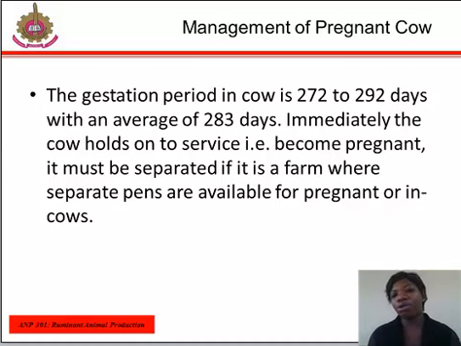Other means of detecting and confirming pregnancy include rectal palpation, which could be carried out at about the 5th week after mating. The trained technician or veterinarian wears a glove, inserts his or her hand through the rectum of the cow, and gently palpates or feels the development of the fetus.